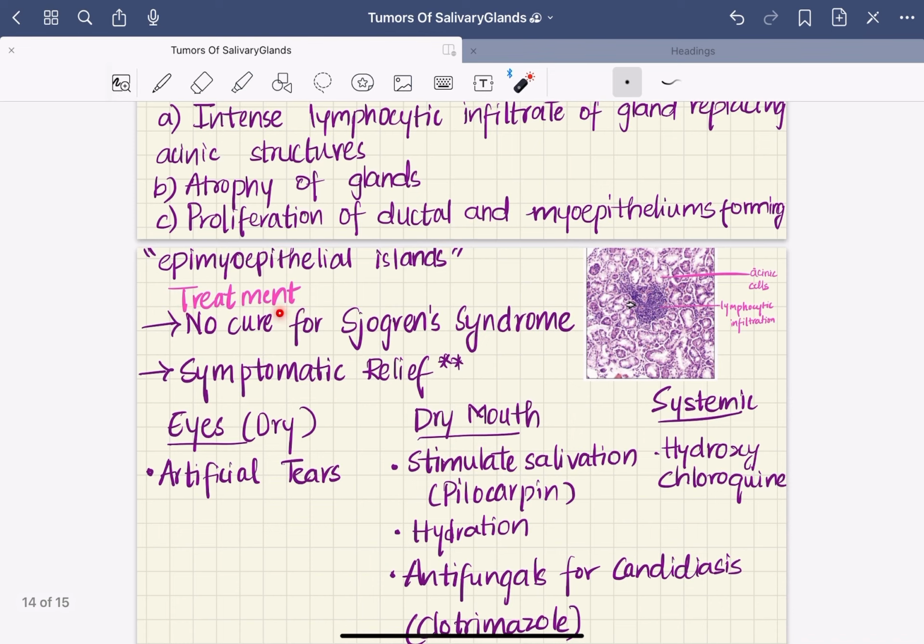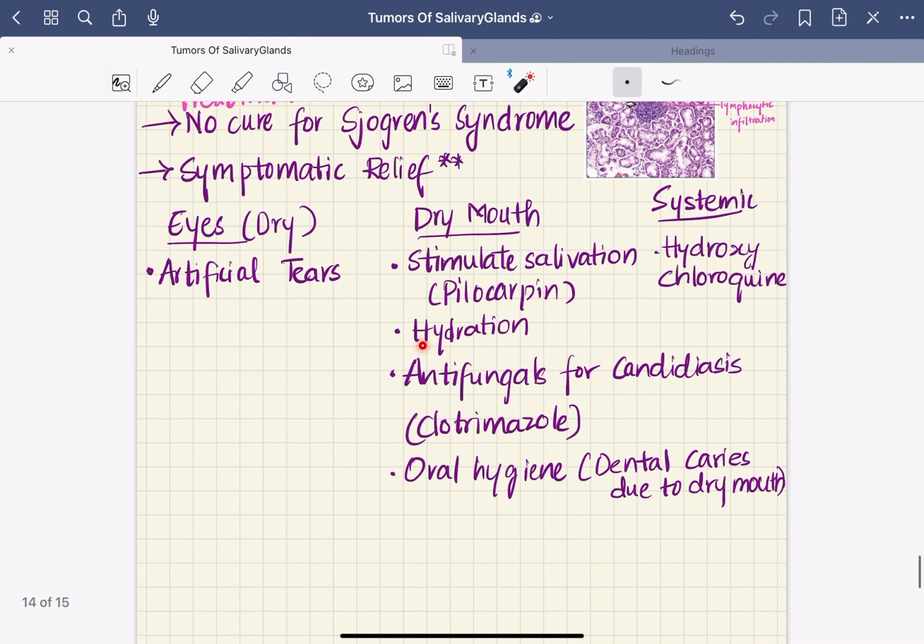As for the treatment of Sjogren's syndrome, there is no cure. There is only symptomatic relief. For the dry eyes, artificial tears are the treatment. And for dry mouth, we can stimulate salivation by using the drug pilocarpine. And hydration, and antifungals for oral candidiasis.